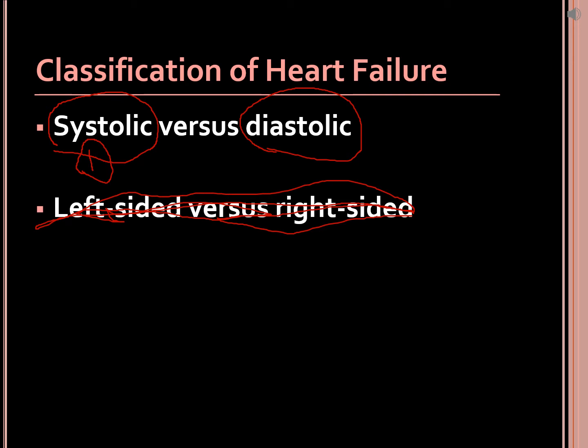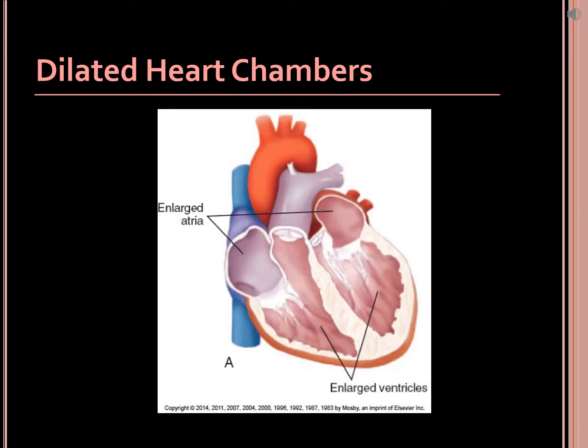Regardless of the type of heart failure, systolic or diastolic, the end result is going to be the same. The ventricle is not pumping blood like it should. The ventricle gets overwhelmed, and then it ends up causing fluid congestion and pulmonary edema in the lungs. Here's a picture of our dilated heart chambers. Over time, with, we'll say, hypertension, we are getting so much fluid pushed back that it's causing the ventricles to get bigger.